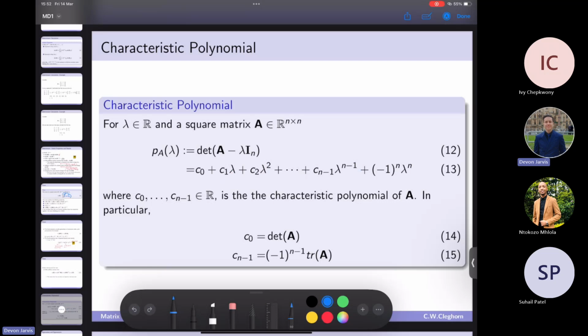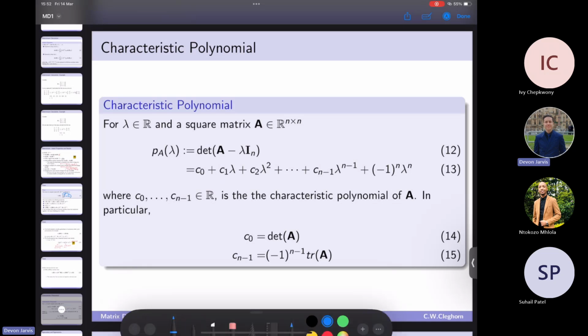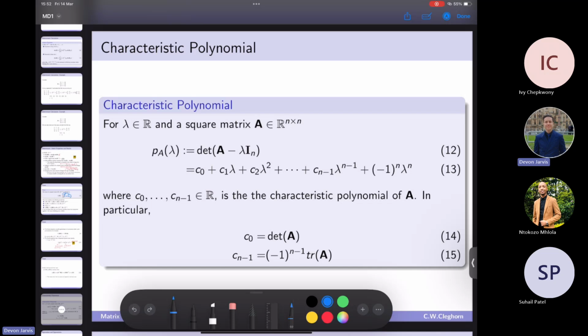A is typically going to be full rank. The C0 to Cn minus 1 coefficients define the characteristic polynomial of A. In particular, C0 is intuitive. It's the determinant of the matrix independently, and then all your other Cn's take into account the sign, and then they're just the trace of A.